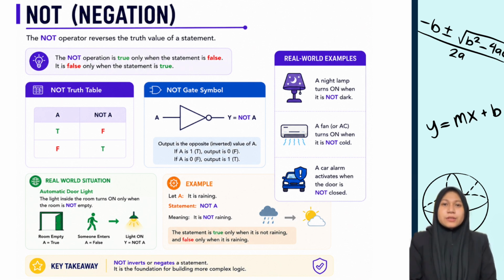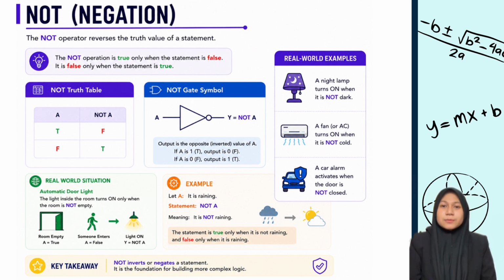Now, I will explain the NOT operator, also known as negation. The NOT operator reverses the truth value of a statement. If a statement is true, NOT makes it false. If a statement is false, NOT makes it true. As shown in the truth table, when A is true, NOT A is false. When A is false, NOT A is true.